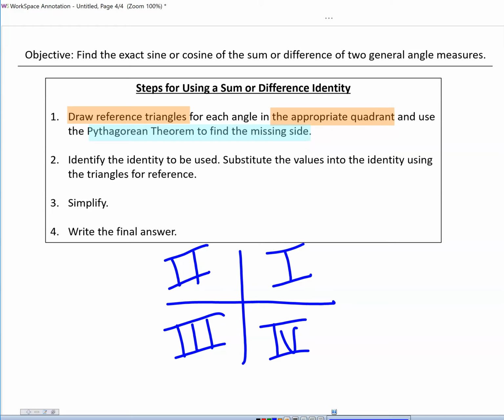We will then identify the identity to be used. It will tell us what we're trying to find, like are we trying to find sine of alpha minus beta, cosine of alpha plus beta. So we'll just figure out, okay, what identity is that going to be? And then from there we will do basically what we did in the previous lesson. We'll substitute values from our triangles this time into the identity, we'll simplify, and then write that final simplified answer.